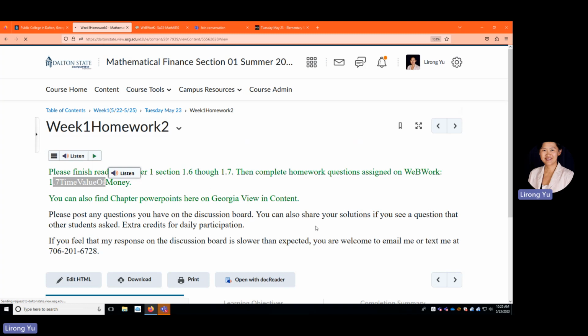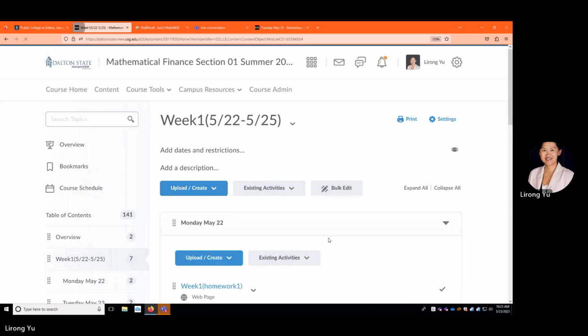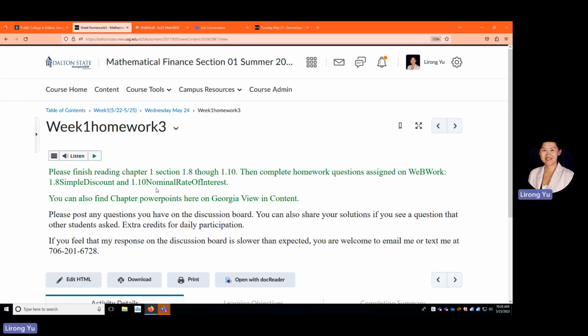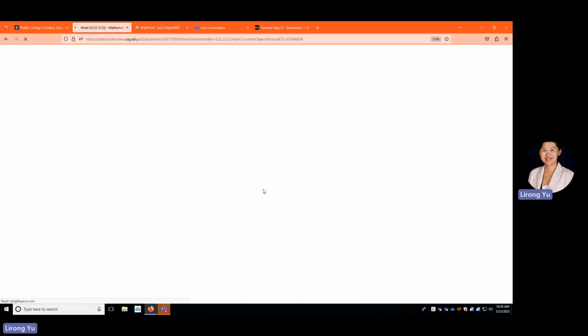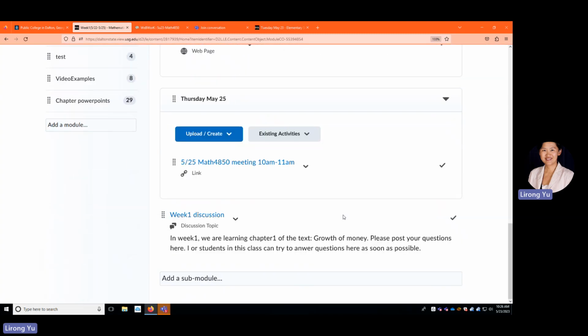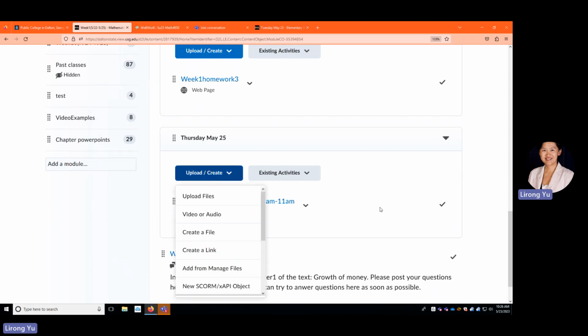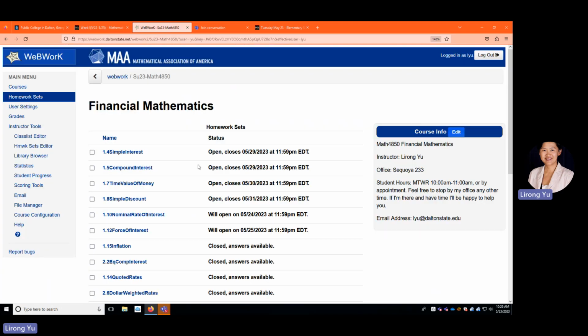And then day 3, I assigned 1.8 and 1.10, the nominal rate of interest. And day 4, I've not posted anything there. So I guess I will assign the last assignment for the week, which is 1.12, force of interest.